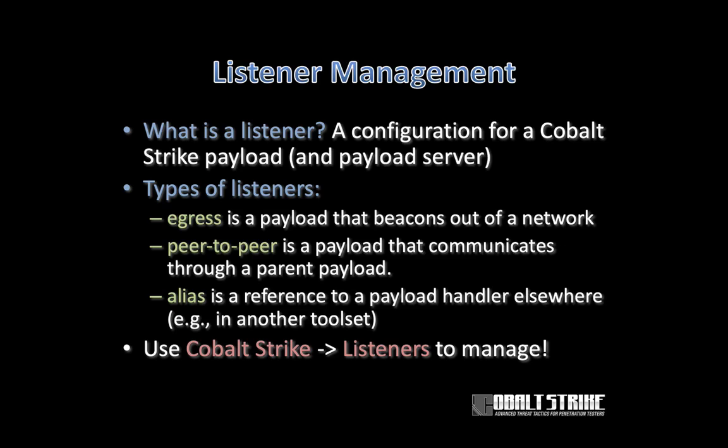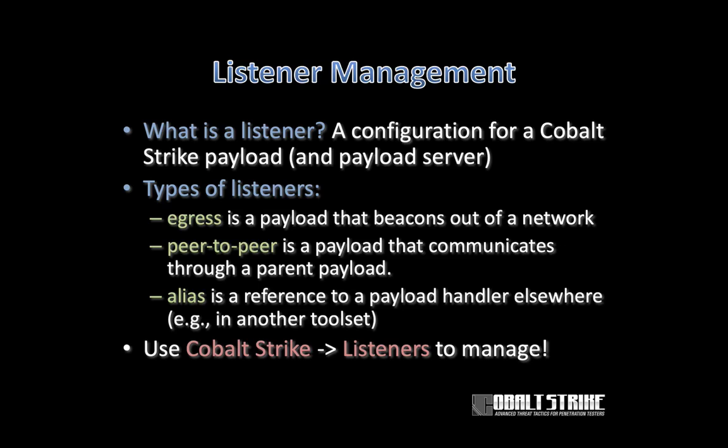There are three types of listeners in Cobalt Strike. An egress payload is a payload that beacons out of a network. A peer-to-peer payload is a payload that communicates through a parent payload and is primarily used for pivoting. An alias is a reference to a payload handler elsewhere.